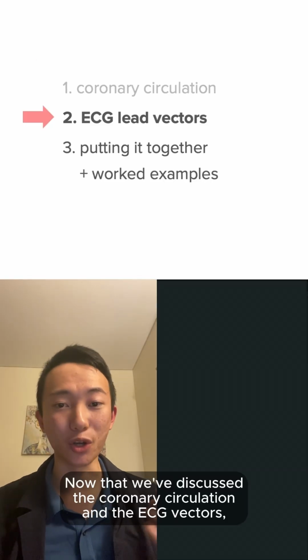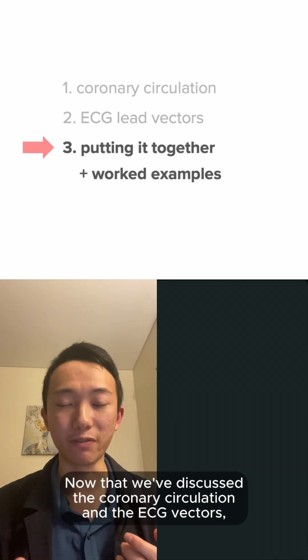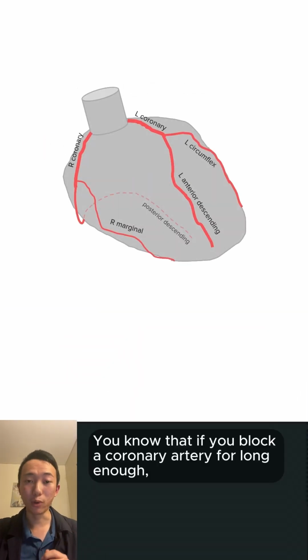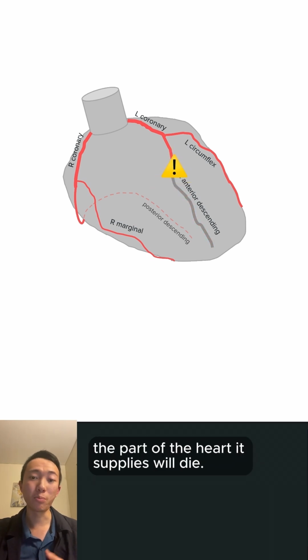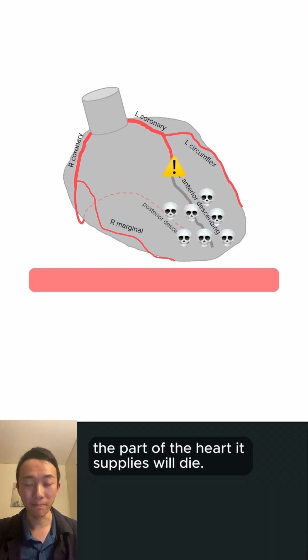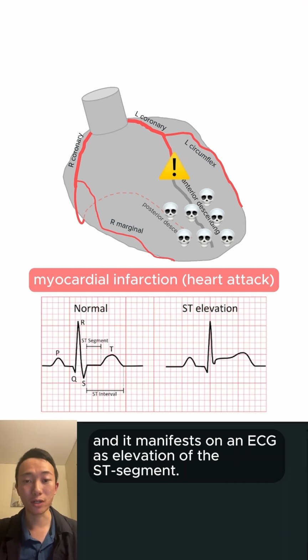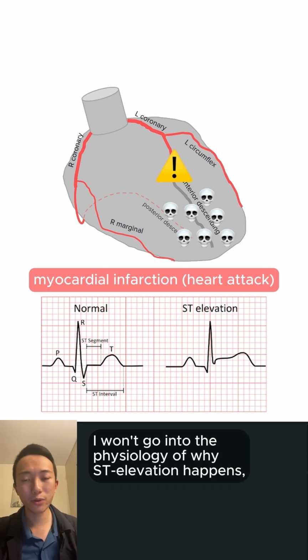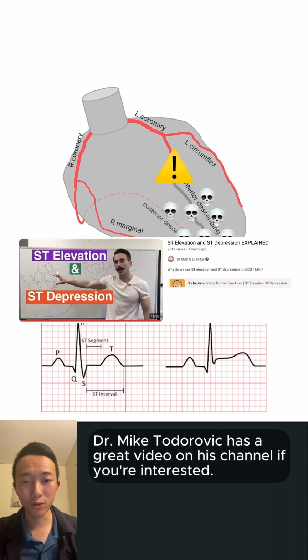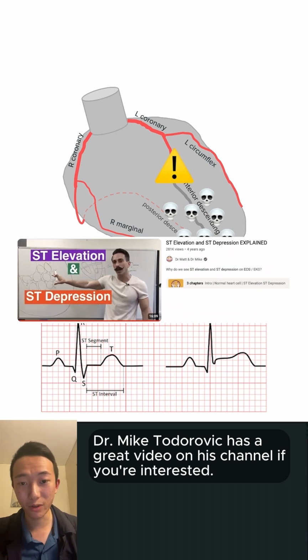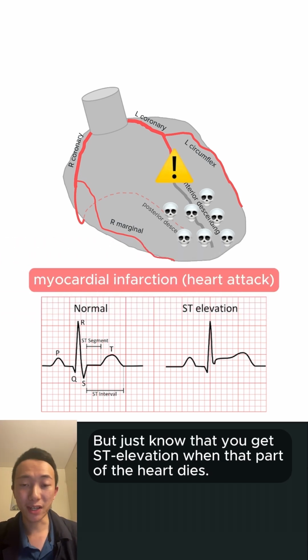Now that we've discussed the coronary circulation and the ECG vectors, it's time to put them all together. You know that if you block a coronary artery for long enough, then the part of the heart it supplies will die. That's called a myocardial infarction or a heart attack, and it manifests on an ECG as elevation of the ST segment. Now, I won't go into the physiology of why ST elevation happens. Dr. Mike Todorovic has a great video on his channel if you're interested. But for now, just know that you get ST elevation when that part of the heart dies.